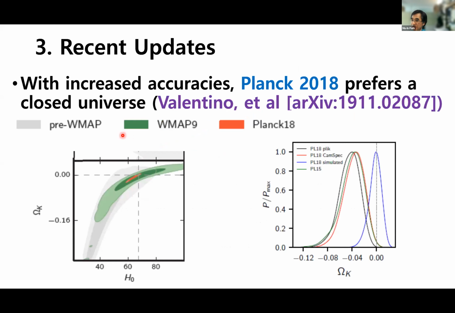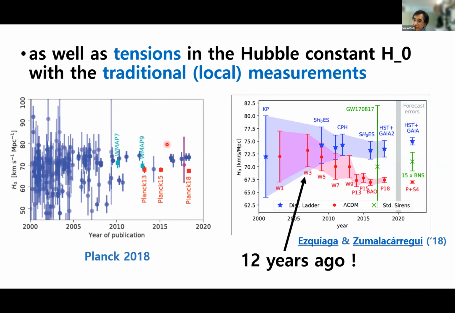Recently there was some update of the result, because the recent data is Planck 2018. This is a summary of that progress. This is WMAP9, which is before the Planck data, and the red one is the most recent one. This is a summary of omega k. Omega k has a peak at a non-vanishing value. As well, there is some tension in the Hubble constant H naught.